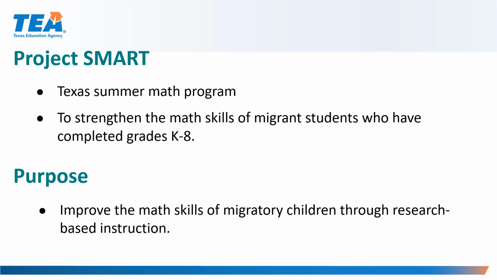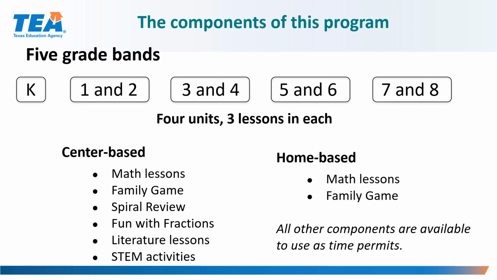Each participating student completes a mathematics pre-assessment on the first day of the program and a mathematics post-assessment on the last day, in order to determine the specific gains made through participation in the program. The program is organized into 5 grade bands. Each grade band has 4 units of instruction with 3 math lessons in each unit. You can see on the slide the 5 grade bands include kindergarten, grade bands 1 and 2, grade bands 3 and 4, grade bands 5 and 6, and grade bands 7 and 8.